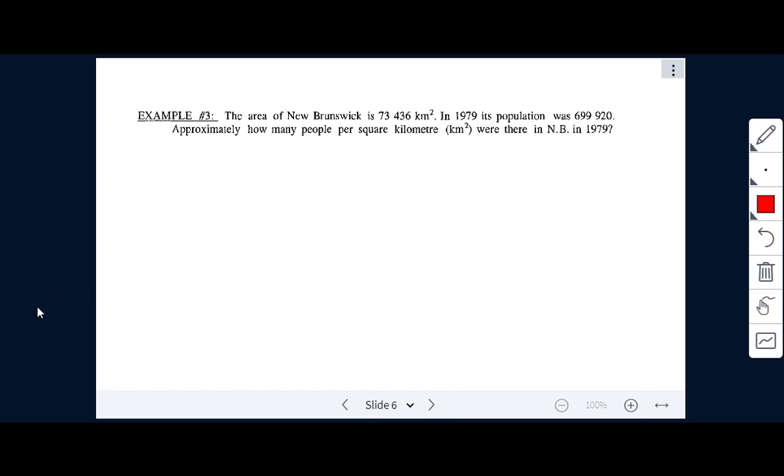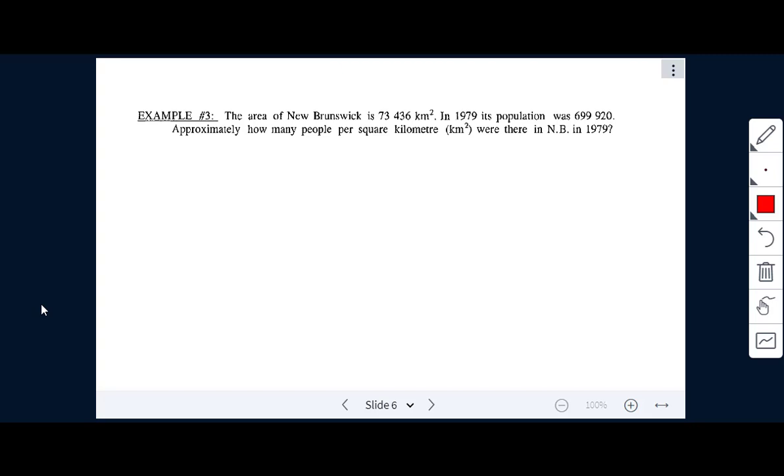All right, let's take a look at this one. The area of New Brunswick is 73,436 kilometers squared. In 1979, a long time ago, its population was 699,920. Approximately how many people per square kilometer were there in New Brunswick in 1979?